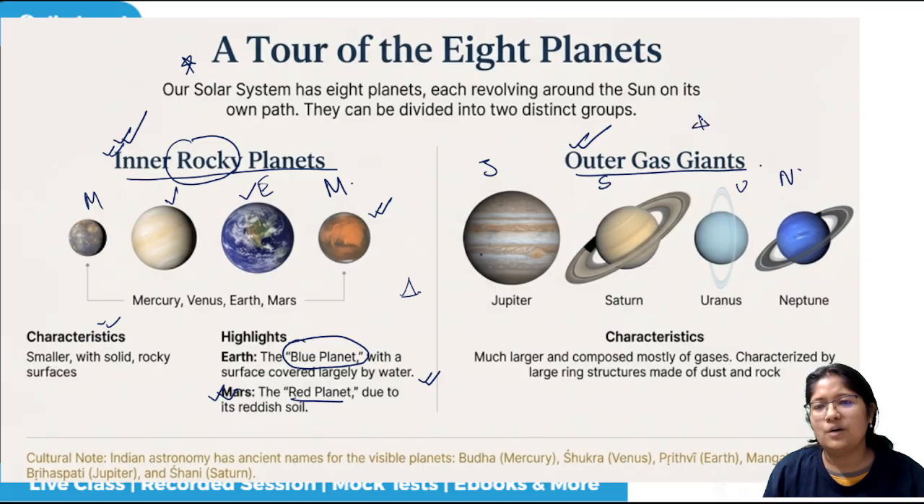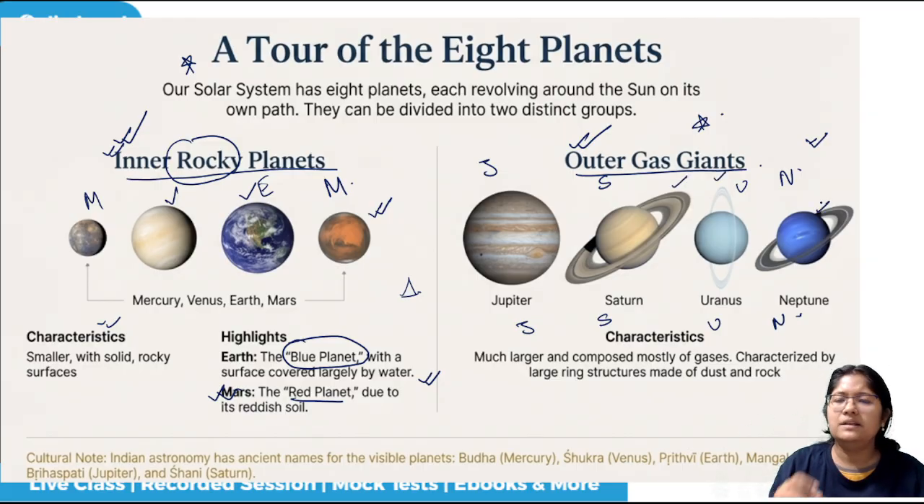If you look into the outer gas giants, Jupiter, Saturn, Uranus, Neptune, mostly they are composed of gas and they are much larger. And also they are characterized by these large rings which surround them. And these rings are made up of nothing but dust and rocks.